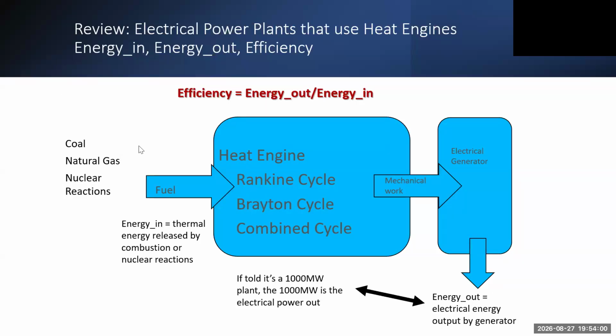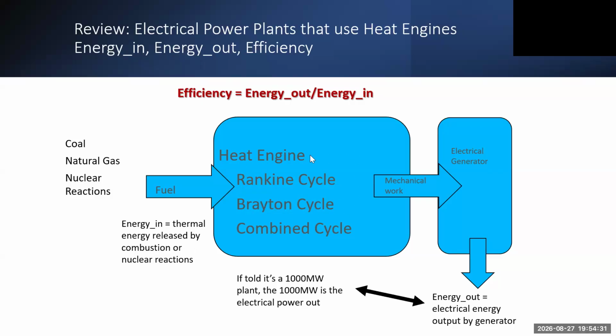This is our high-level schematic. So we're going to have some kind of fuel, maybe coal, it may be natural gas, it may be nuclear reactions that are creating heat, but we're going to have some kind of fuel that's putting heat energy into the working fluid of our heat engine, which for this first thing we're going to talk about, the Rankine cycle, we're going to put heat energy into water and we're going to make steam. All right, so we have some energy in, which is the thermal energy released by the combustion of the fuel or by the nuclear reactions that go in.